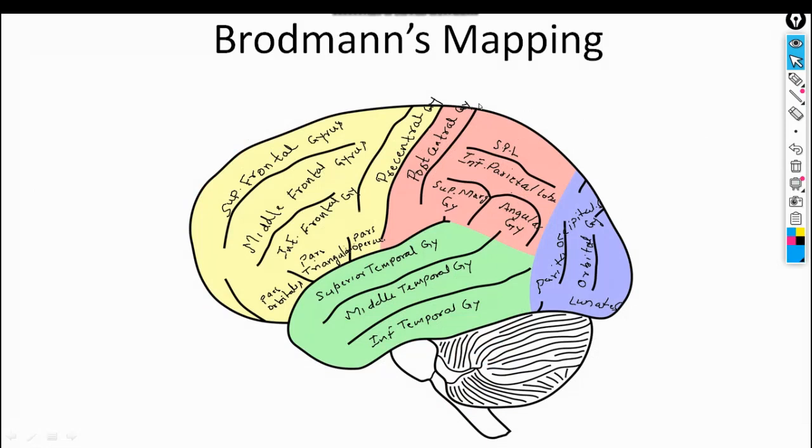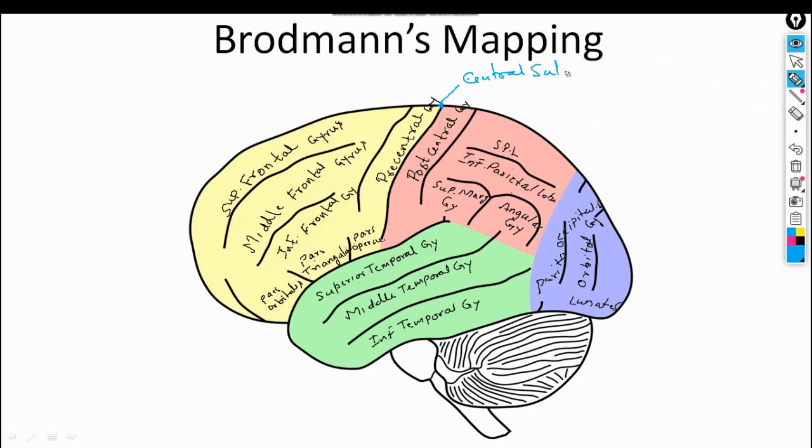Before I go into the details of the topic, let's review the important landmarks in the cerebral cortex, in the cerebral hemisphere. Here, what you see is the central sulcus.